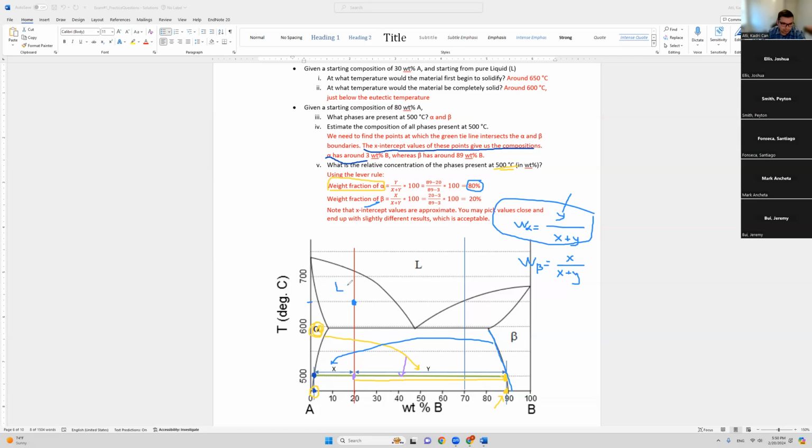I have liquid plus alpha, right? To find which phases are present, once I mark my point here, I draw this tie line to the left and right until I intersect a boundary. So on the right, I have liquid phase here. This region is liquid phase. And on the left, I have this alpha phase here. This region is alpha phase. So this white region is a mixture of liquid plus alpha.